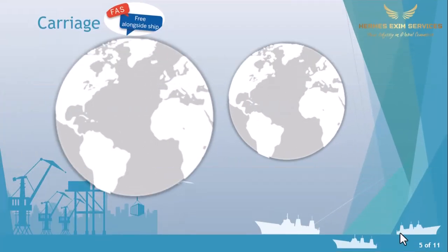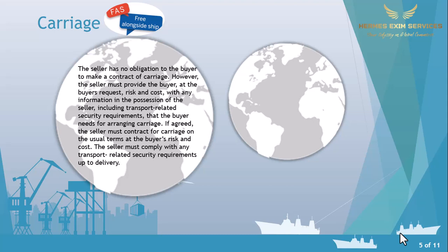Under FAS, the seller has no obligation to the buyer to make a contract of carriage. However, the seller must provide the buyer, at the buyer's request, risk and cost, with any information in the possession of the seller, including transport-related security requirements that the buyer needs for arranging carriage.